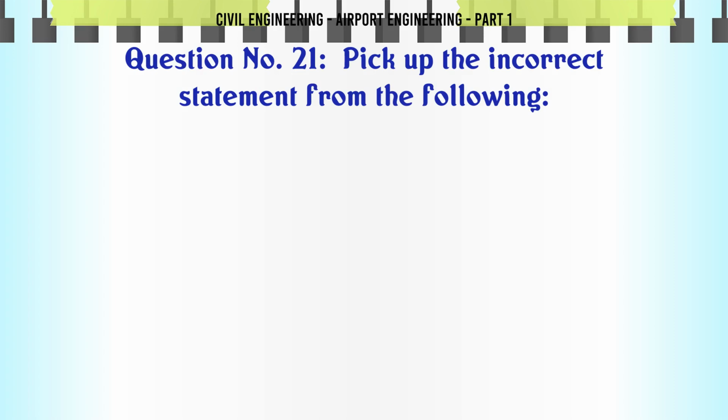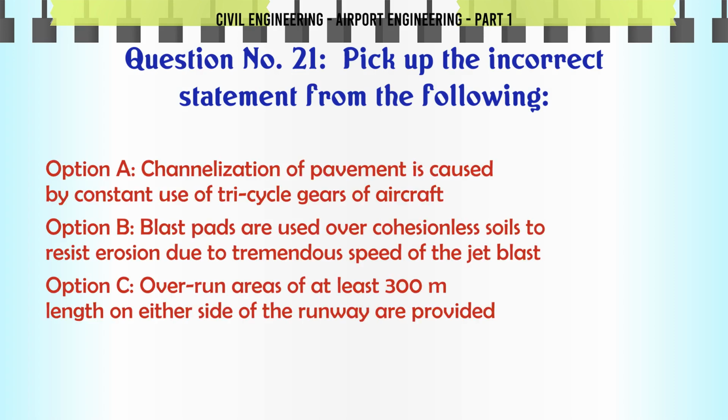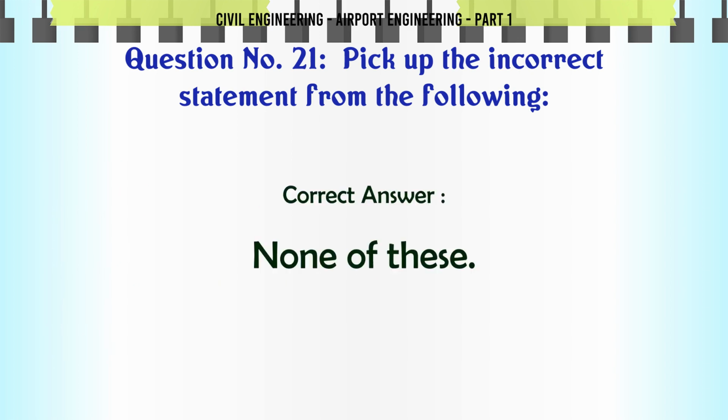Pick up the incorrect statement from the following. A. Channelization of pavement is caused by constant use of tricycle gears of aircraft. B. Blast pads are used over cohesionless soils to resist erosion due to tremendous speed of the jet blast. C. Overrun areas of at least 300 m length on either side of the runway are provided. D. None of these. The correct answer is none of these.